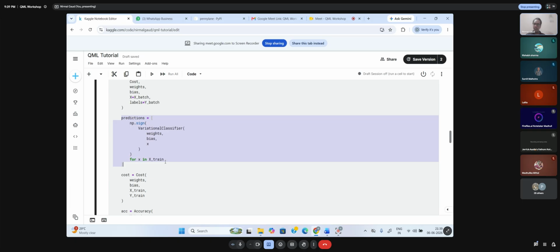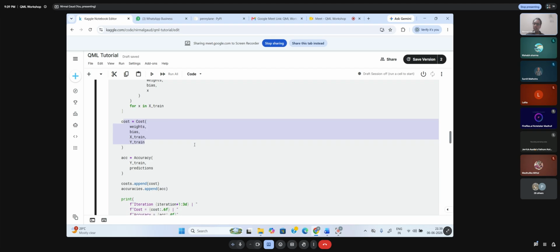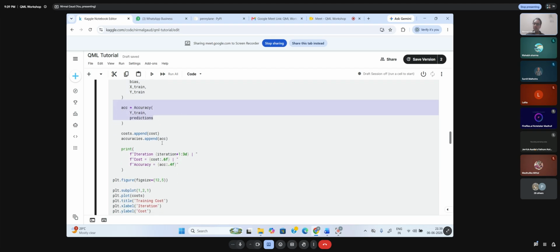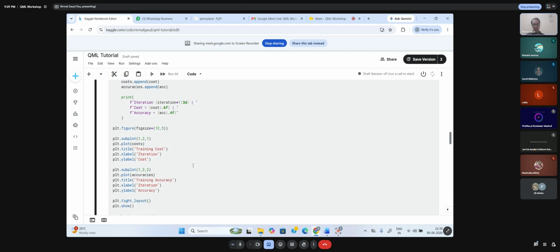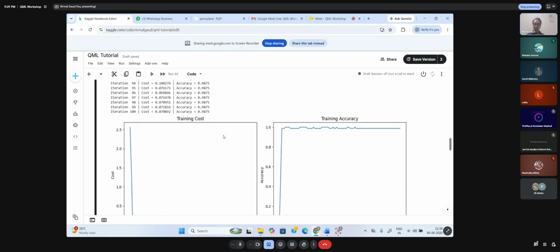After the rotational circuit, because we are defining a variational classifier through a layered architecture, then calculating the cost or the error, and calculating the accuracy. That's it. Your circuit will be trained, and that's the result you are getting.